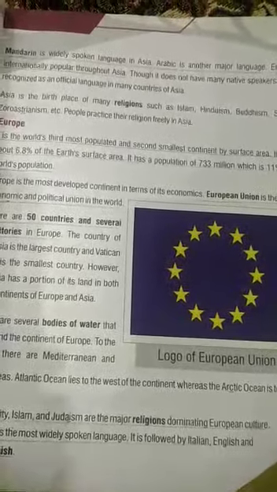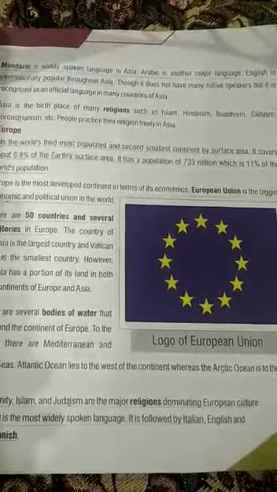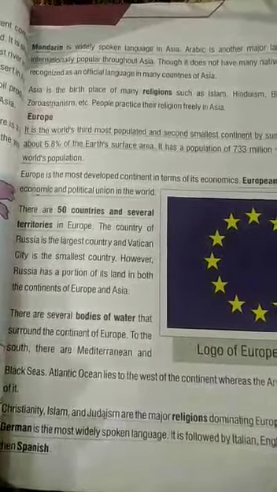European Union is the biggest economic and political union in the world. Underline this important point. What is the European Union? European Union is a welfare organization. Its work is to help the European countries in case of development and other things also. It facilitates the countries actually. There are approximately 29 countries which are members of the European Union, and there are 50 countries and several territories in Europe. In Europe, there are 50 countries.